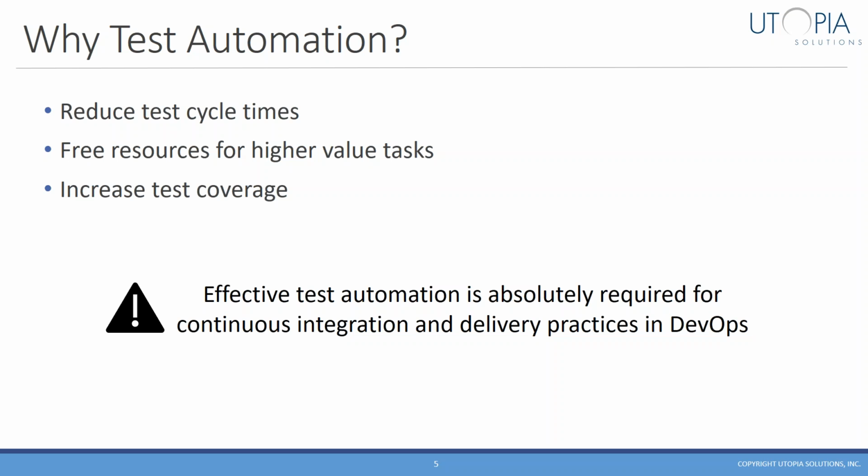And in fact, according to the 2018 State of DevOps report from DORA, high-performing DevOps have automated 80% more testing activities than even medium performers. So there's a significant correlation between effective test automation and high-performing DevOps organizations.